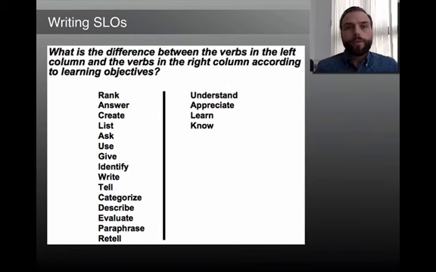Okay, so now let's talk about writing student learning objectives. Now, here are two columns of verbs. What is the difference between the verbs in the left column and the verbs in the right column according to learning objectives? So think about observable behavior. Which verbs are observable? And which column of verbs are the correct verbs to use when we're writing student learning objectives?